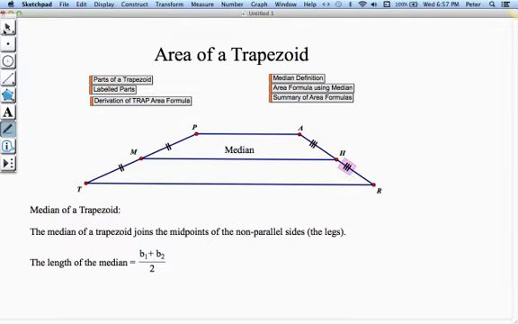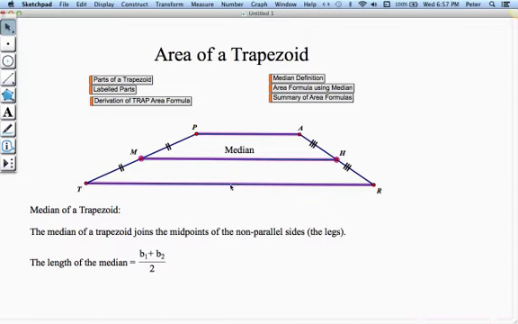So the median doesn't come from a vertex, it comes from one leg to the other leg, and always at the midpoint. So the median, of course, will be parallel to the two bases, kind of like the midline theorem.